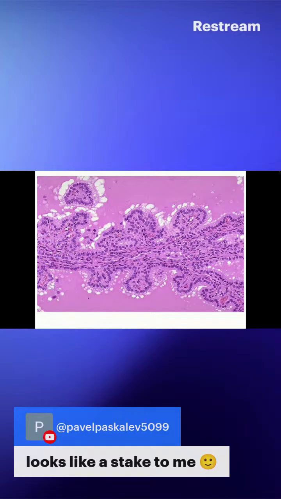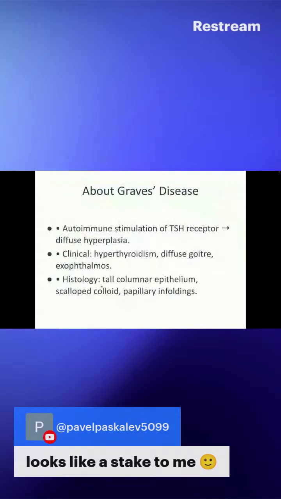What happens in Graves' disease is that it is an autoimmune process. There is an autoimmune stimulation of the TSH receptor, so the thyroid is just working all the time. There is a diffuse hyperplasia, and the patients present with hyperthyroidism, diffuse goiter, and exophthalmos as well. On histology, as we said, there would be a tall columnar epithelium, scalloped colloid, and papillary enfolding.